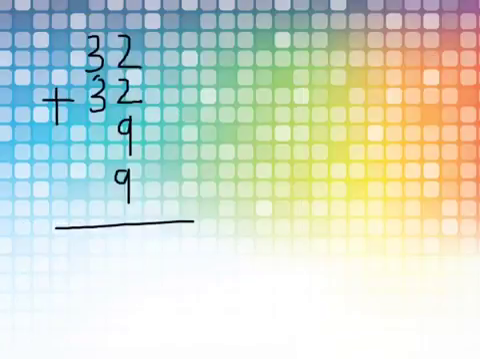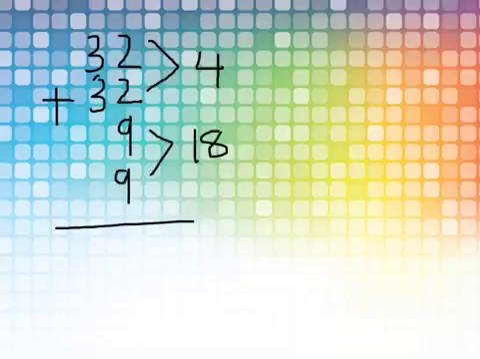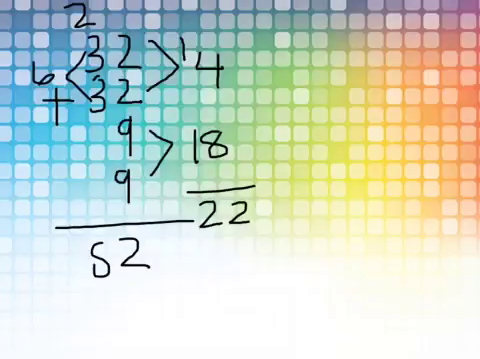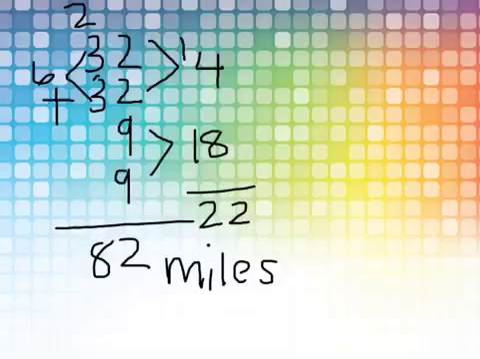Okay, so now we're going to add our sides here. So we have 32 plus 32 plus 9 plus 9. So I'm going to do 2 plus 2 is 4, and 9 plus 9 is 18. So 4 plus 8 is 12. I'm going to add 1, so 22. So 2, and then I'm going to carry the 2. And then 3 plus 3 is 6. 6 plus 2 is 8. So 82 miles is my answer if I add all 4 of those sides together.